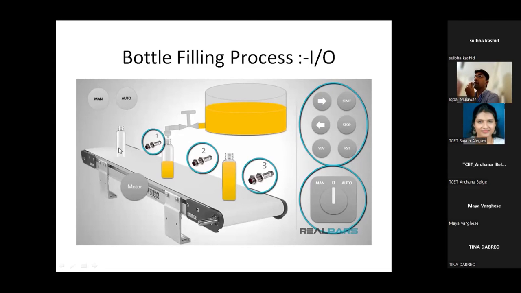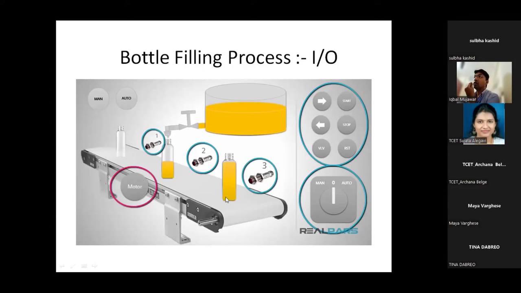This sensor 1 will detect an empty bottle. This sensor 2 will detect whether the bottle has reached exactly below this valve. And this sensor 3 will detect how much filled bottle has passed. Then 1 and 3 are for counting. 2 is to detect the bottle has reached exactly below the valve.